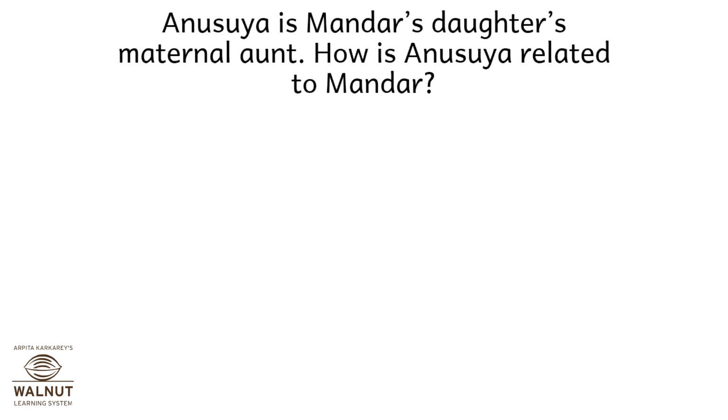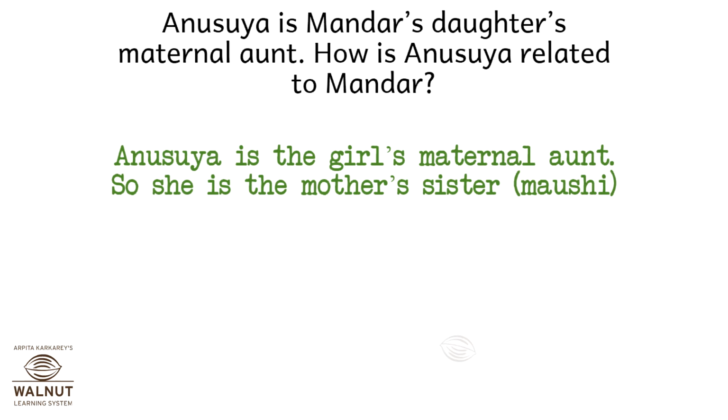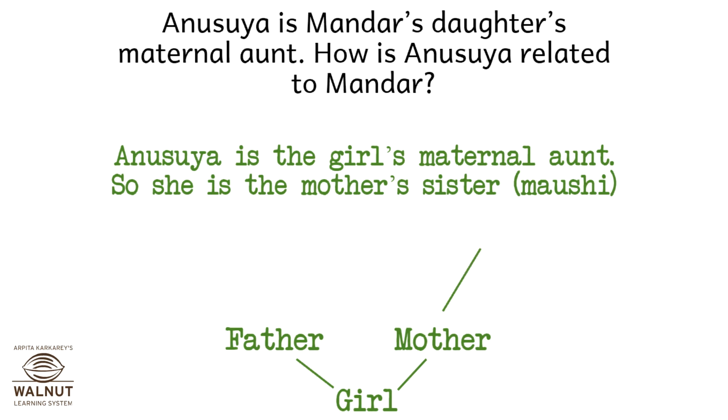Anusuya is Mandar's daughter's maternal aunt. How is Anusuya related to Mandar? Anusuya is the girl's maternal aunt. So, she is the mother's sister, which is Maushi. Let's write the girl here. We draw the mother above the girl. We write the father of the girl. And then we draw the mother's sister from her parents. Now, the mother's sister, as we have noted, is Anusuya, as she is the maternal aunt.